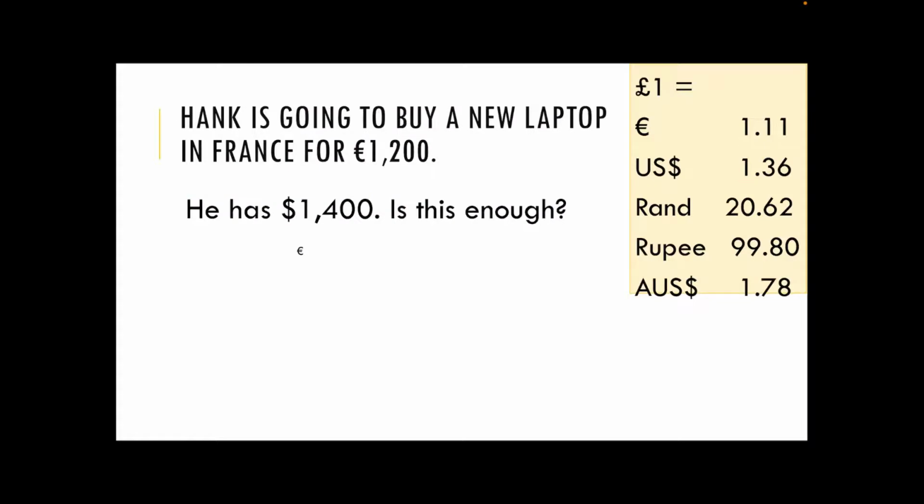Hank is going to buy a new laptop in France for 1,200 euros. He's got $1,400. Is this enough? So there's a couple of different ways that we could answer this question. What I would probably do is convert my $1,400 into euros. So to start then, we are going to do our 1,400 divided by our US, which is 1.36, and that gives us 1,029.41 pounds.